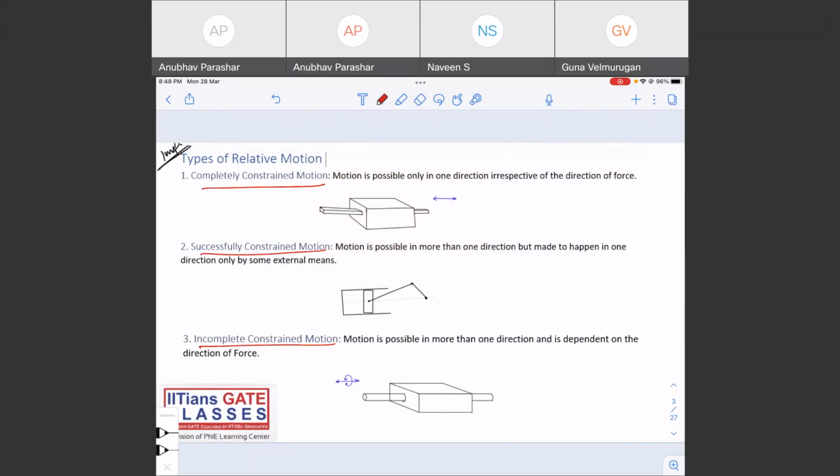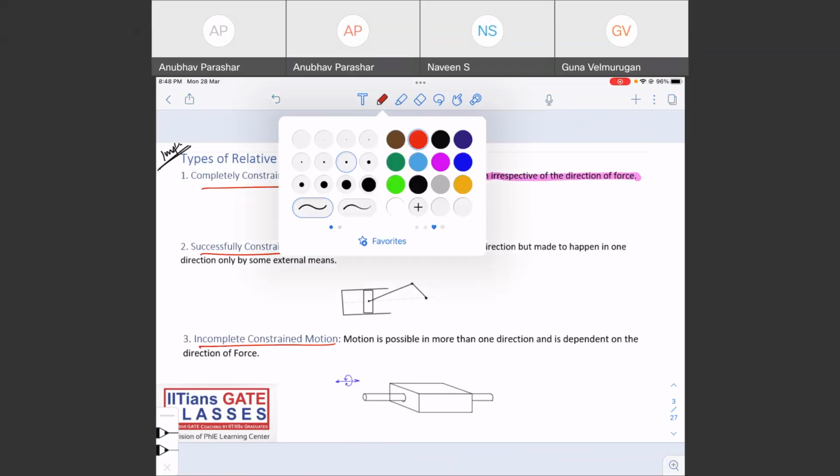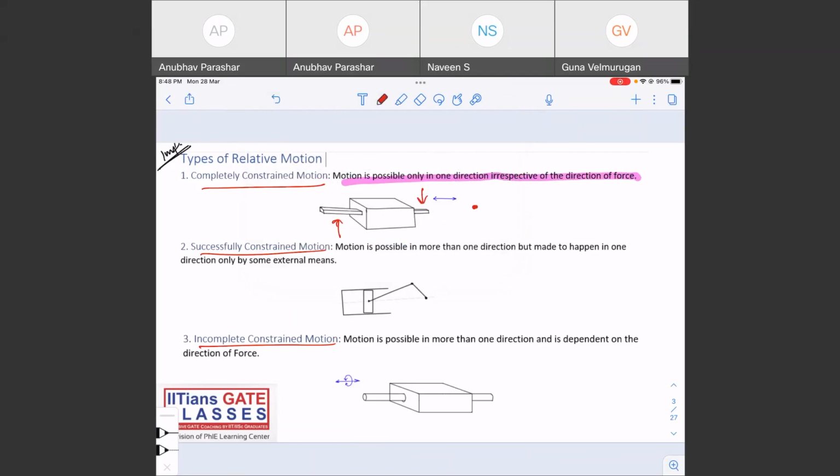So if I say completely constrained, what it means is motion is possible only in one direction, irrespective of the direction of force. It does not matter in which direction you are applying the force. You might apply the force in this direction, or in this direction, whatever direction you want, it does not matter. If motion of the element has to take place, there is only one possible direction of the motion, that is towards left or towards right.